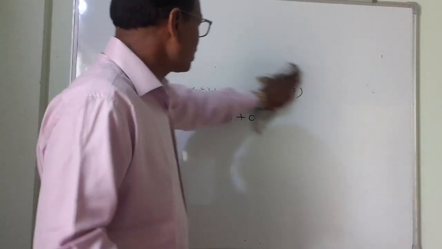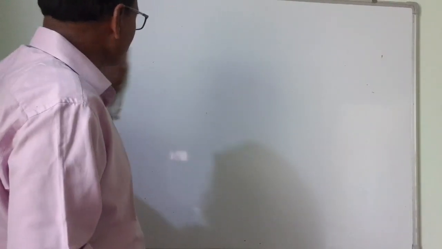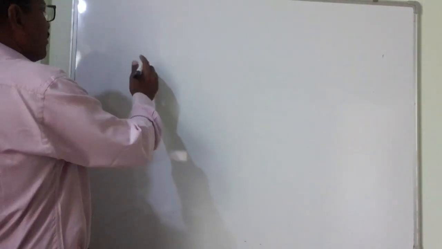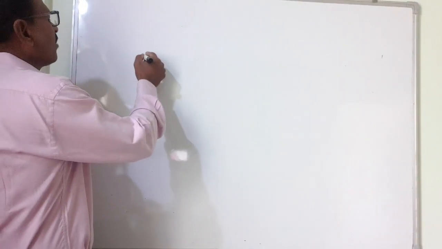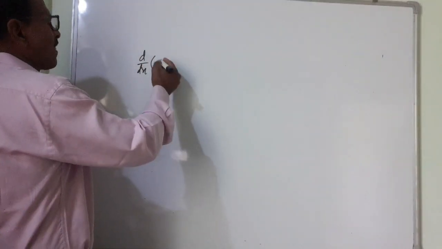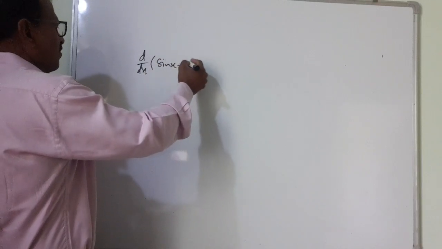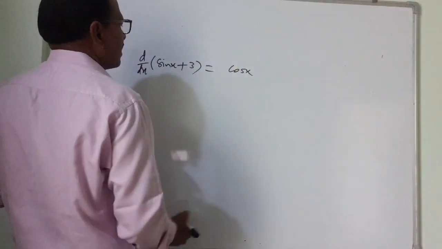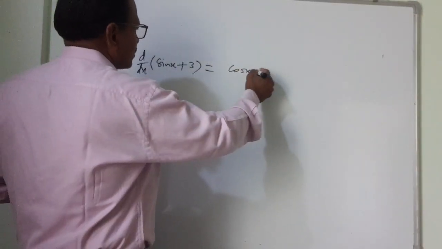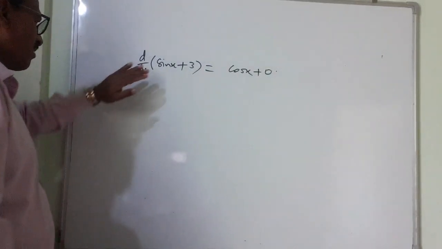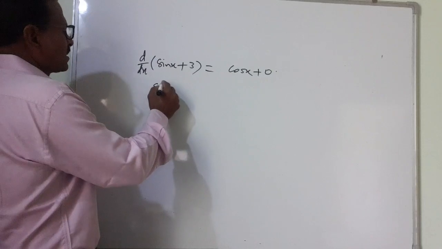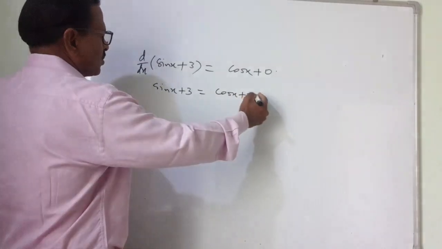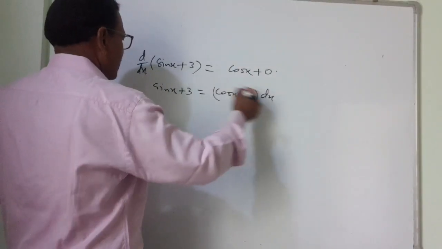Now in the formulas which we have seen, we have not considered that constant. There may be a constant. Suppose I want to make a formula of d by dx of sin x plus 3, which is equal to the derivative of sin x, which is cos x, and the derivative of 3 is 0. Now I am shifting this there. Sin x plus 3 is equal to cos x plus 0 and its dx, and integration.